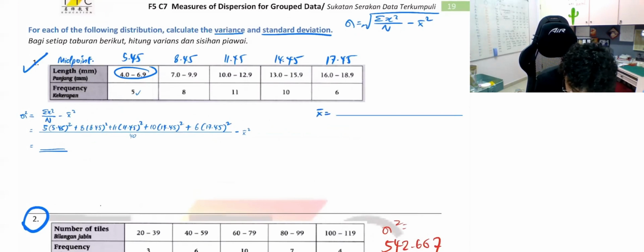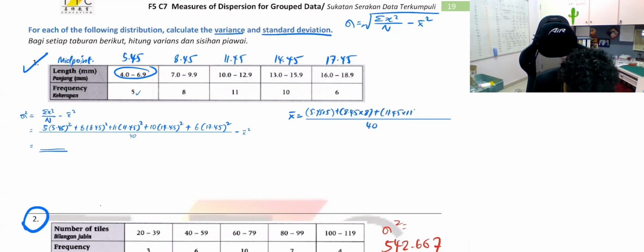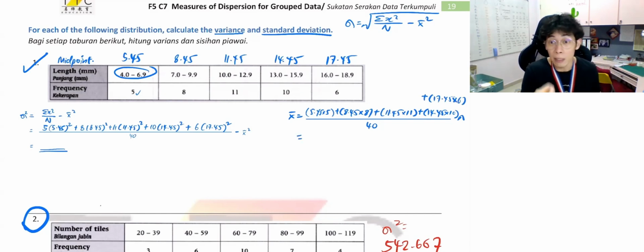Since I already use midpoint to represent that particular class, I know I have to divide by 40 of them already. So tell me, what is the first part that I should write? Tell me in the chat. Yes, very good. 5.45 times with 5 of them, 8.45 times with 8 of them, 11.45 times with 11 of them, 14.45 times with 10 of them, and 17.45 times with 6 of them. So basically, it's an estimated mean instead of the actual mean, because we use midpoint to represent that class.